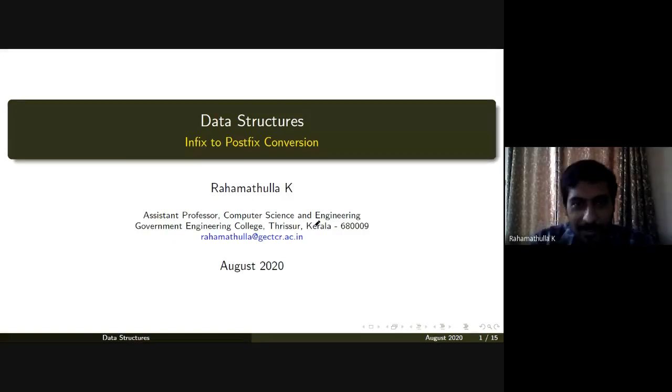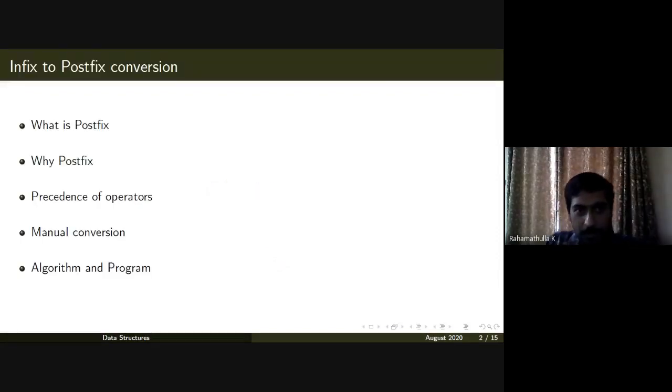Hi, good morning. So today's topic is infix to postfix conversion. I think you're all familiar with these terms: infix, postfix, prefix, and all. So today's discussion will be what is postfix, and why we actually require this sort of postfix expression.